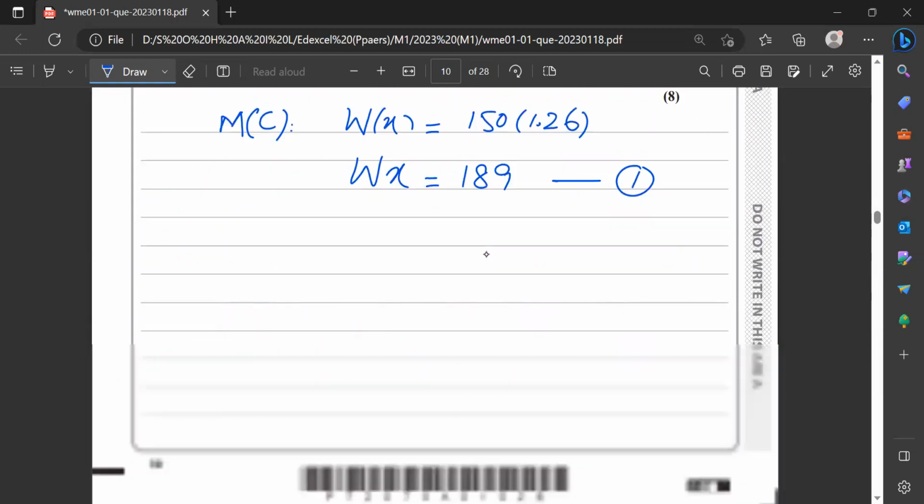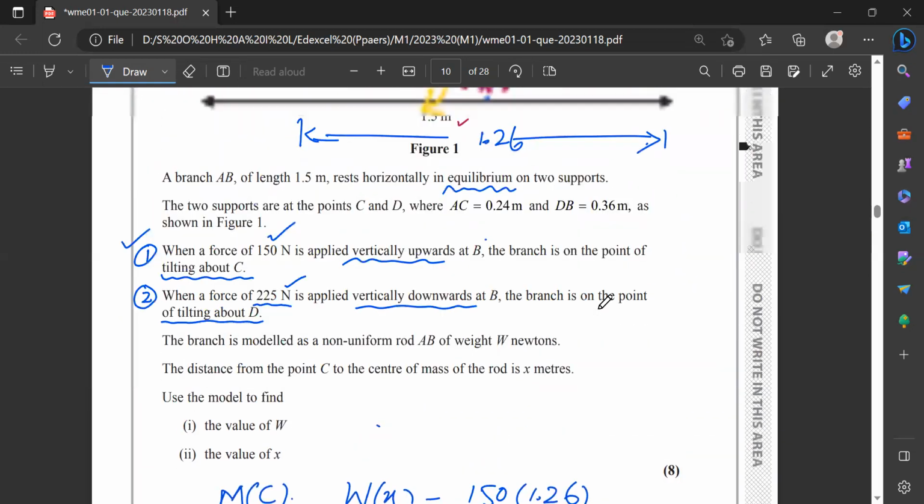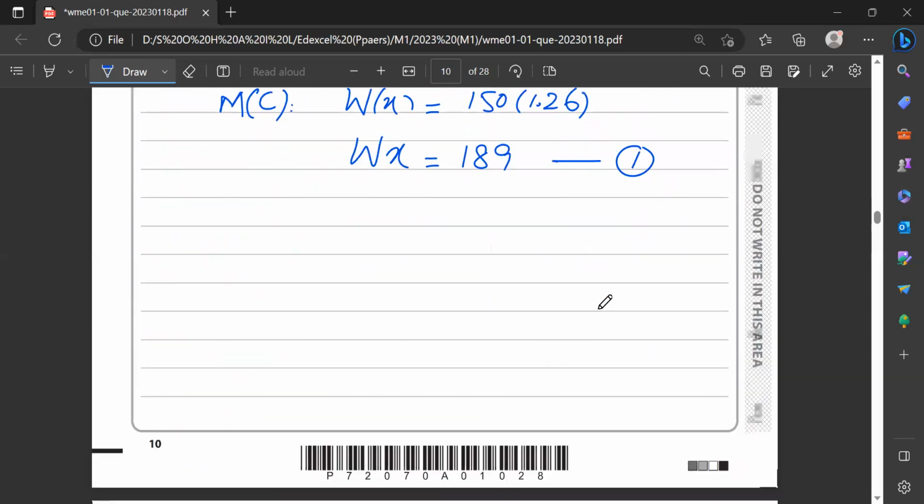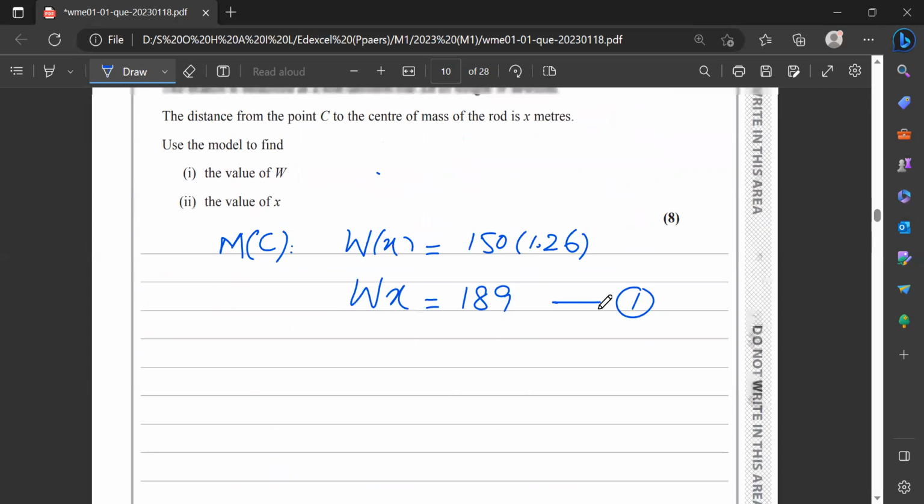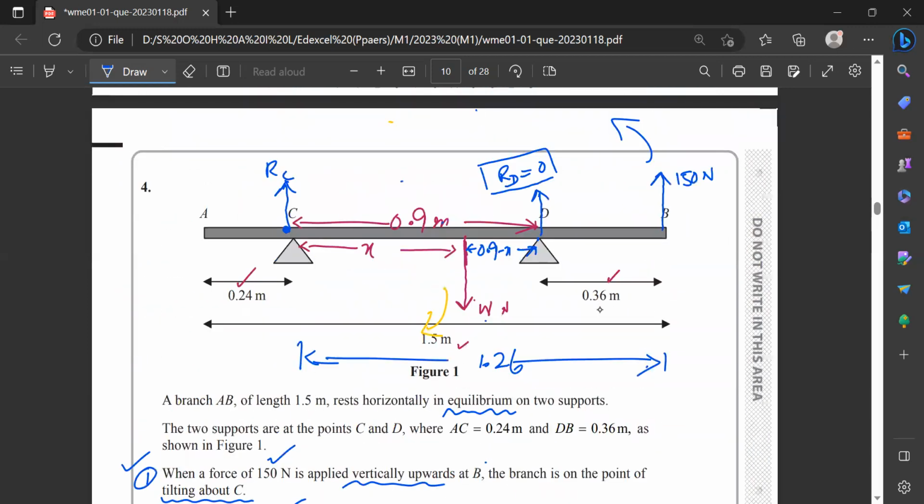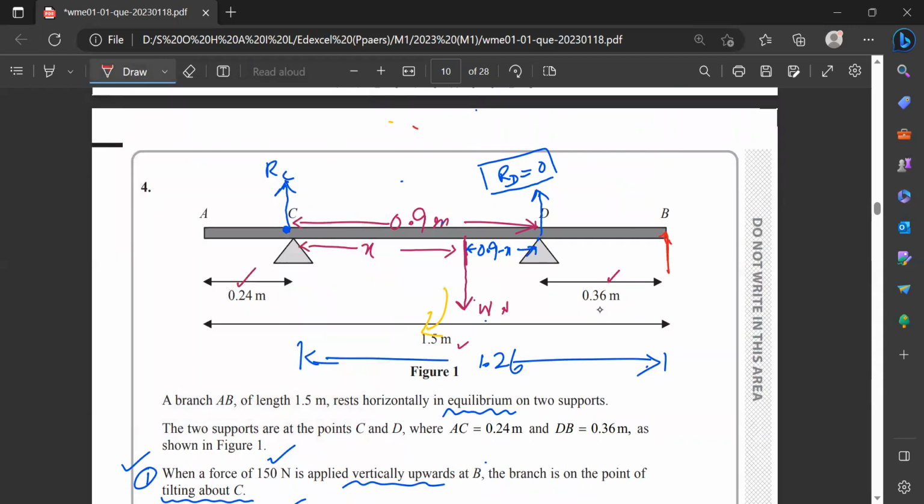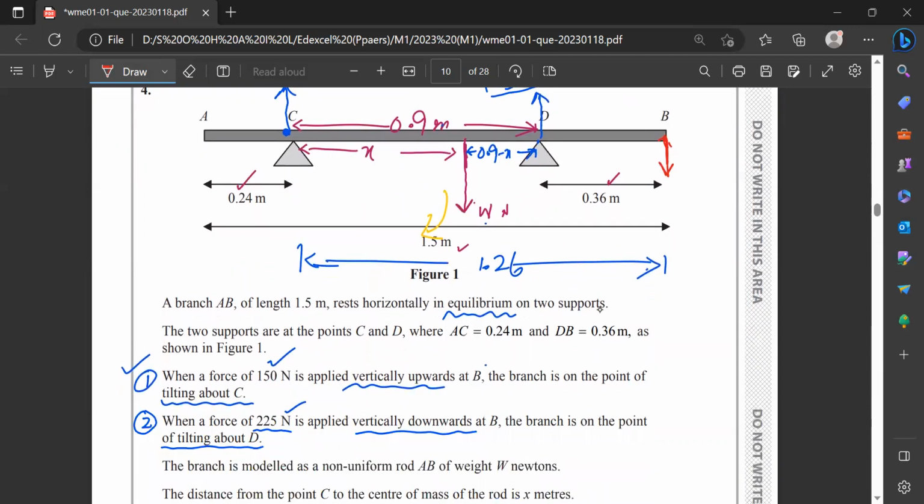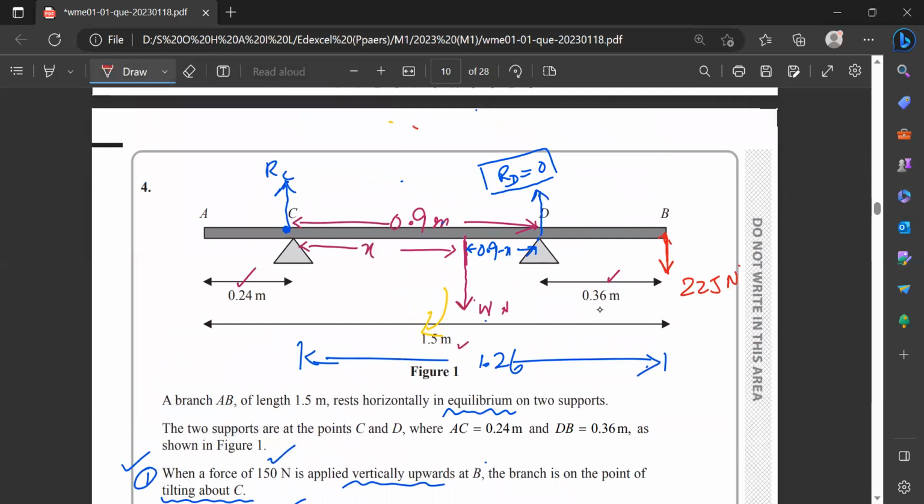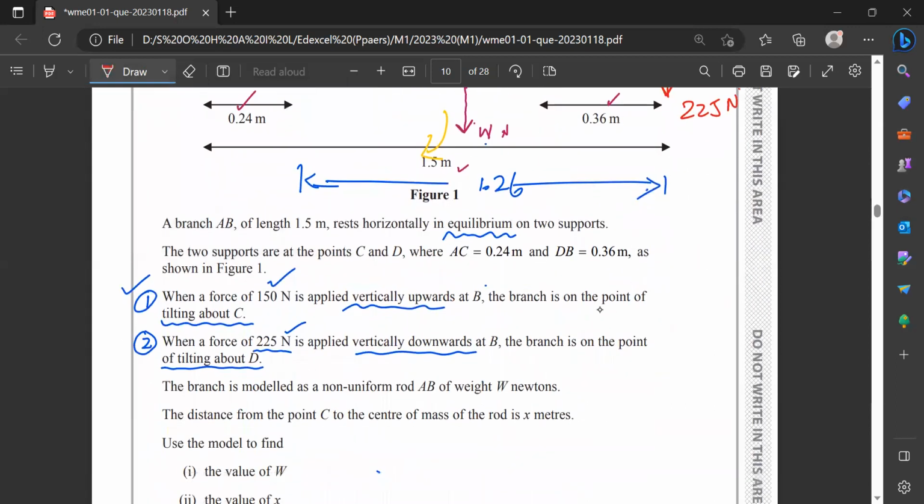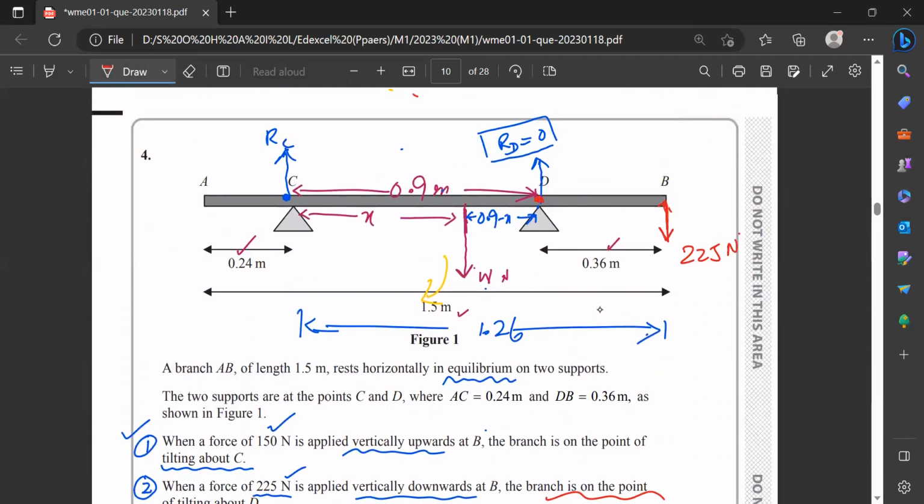Next, for the next part I can delete this figure, and next I'll be showing the other force. For the other case, I can delete this force. This force is not here. On the other hand, we are applying another force of different magnitude, acting in the downward direction, with a magnitude of 225 newtons. The measurements are the same. So in this case, it is on the point of tilting about D.